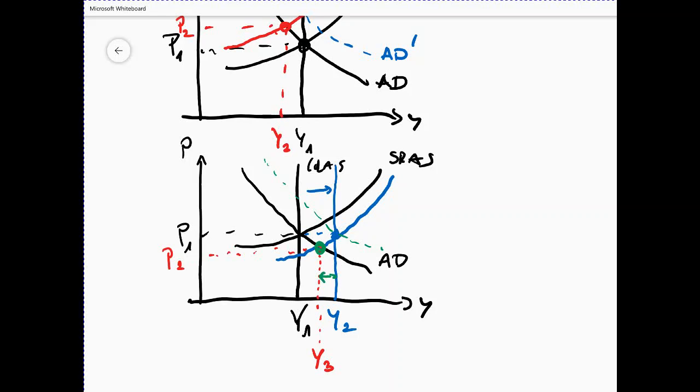And because of that unemployment, the nominal wages will slowly start to decline. So the workers and the unions will need to accept lower nominal wages. And if that happens, then actually the short-run aggregate supply curve is going to shift to the right, and then the new equilibrium will again be at Y2 at an even lower P3 level of prices than before.